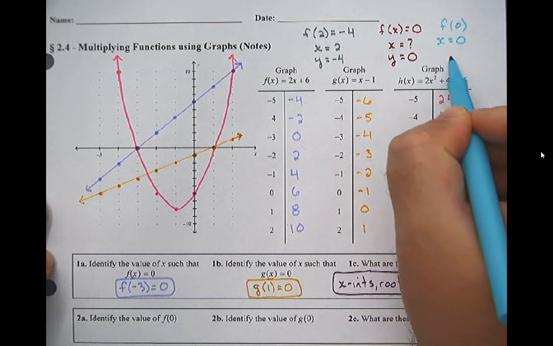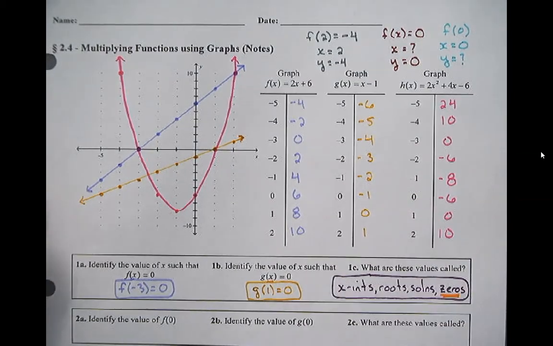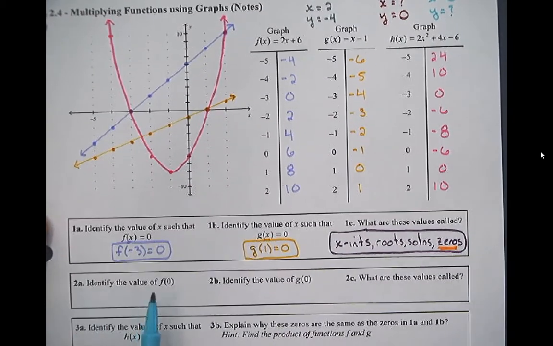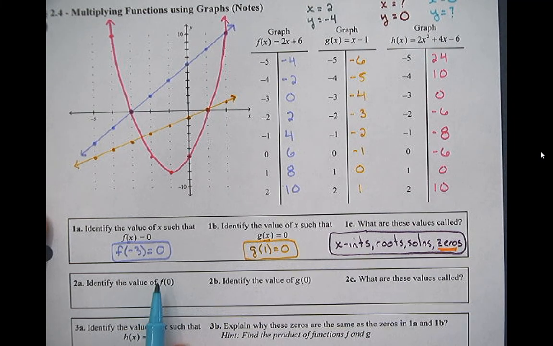We know that x is 0. What don't we know? We don't know what the y value is. So that's what it's asking. Identify the value f of 0. That's saying what is the y value for the f function when x is 0.